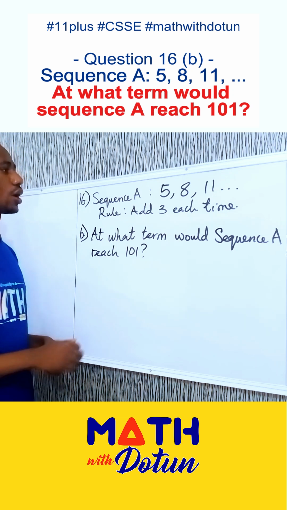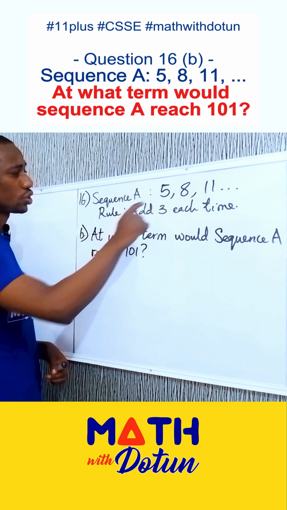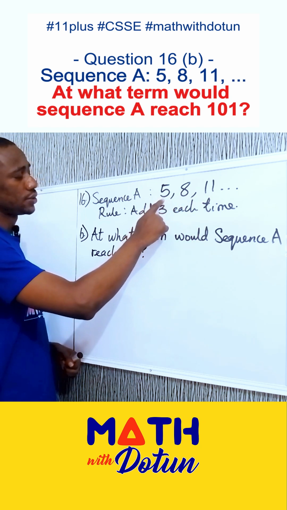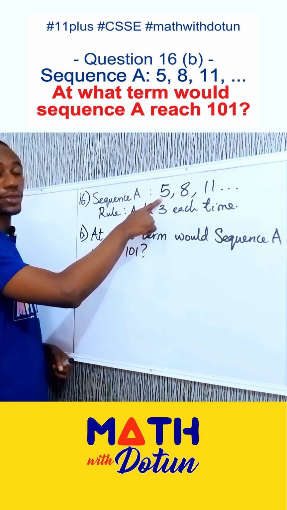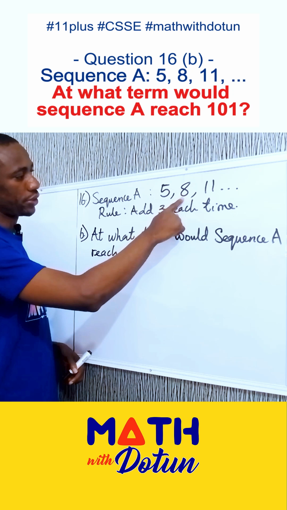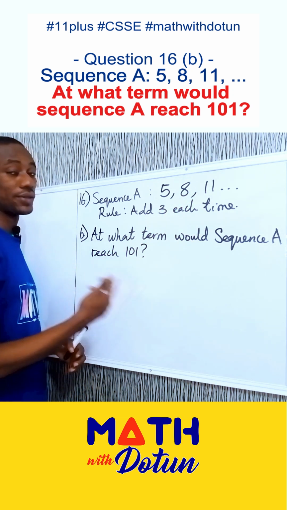All right. So I look at this sequence. Imagine you're not even given the rule. So you just look at the sequence and check the common difference. What happened to 5 that made it 8? So that means 3 has been added. Then you check if it's consistent. 8 to 11, that's 3 again. So you know we add 3 each time.